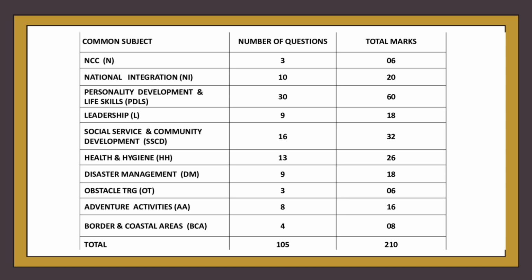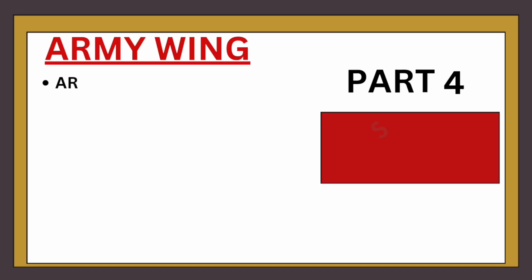SSCD 16 questions of 32 marks. Health and hygiene will have 13 questions of 26 marks. Disaster management will have 9 questions of 18 marks. The obstacle training will have 3 questions of 6 marks. Adventure activities will have 8 questions of 16 marks. And border and coastal areas will have 4 questions of 8 marks.